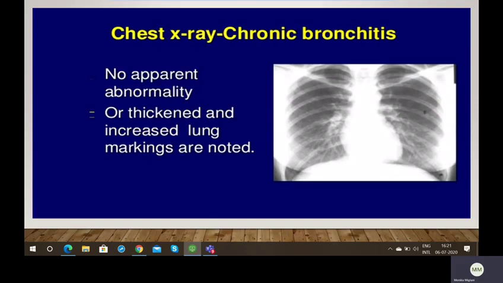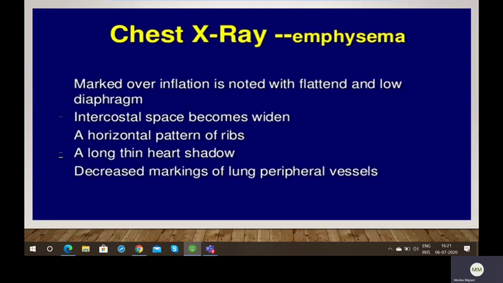Now coming to the chest X-ray or investigations. In chronic bronchitis, generally there is no apparent abnormality, but you can see increased lung markings in some cases due to smoking and other factors. In emphysema, there will be marked overinflation with flattened and low diaphragm, widened intercostal spaces, a horizontal pattern of ribs, long thin heart shadow, and decreased marking of lung peripheral vessels.